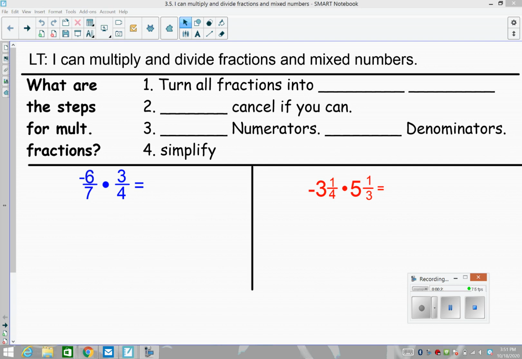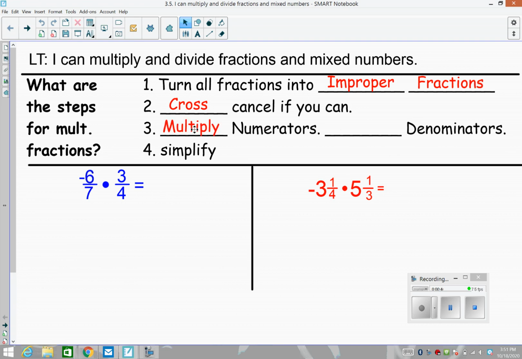The first step is to turn all fractions into improper fractions, if they're mixed numbers, I should say. If they're mixed numbers, turn them into improper fractions. You can do this trick called cross cancel if you can. It's like a shortcut. I'll talk about that. Kind of taking out common factors.